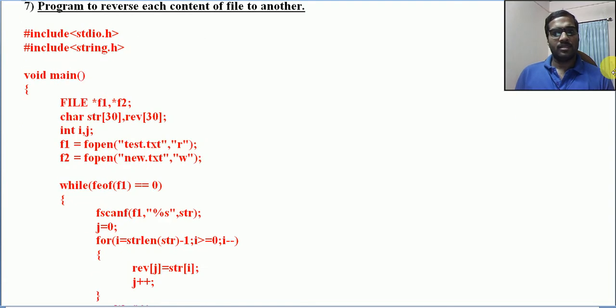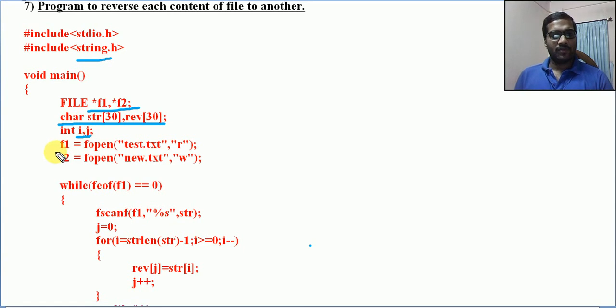First, string.h is also included here. FILE star f1, star f2. Then I have two character string arrays, one is str and the second one is reverse, because we will be reversing the content. Then I have two variables, which we will see because we are using some loop here.